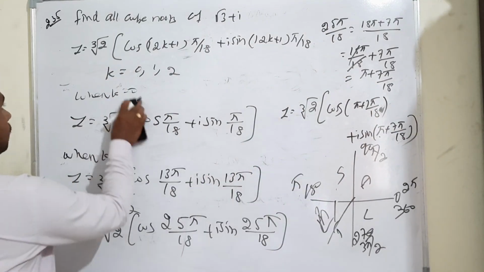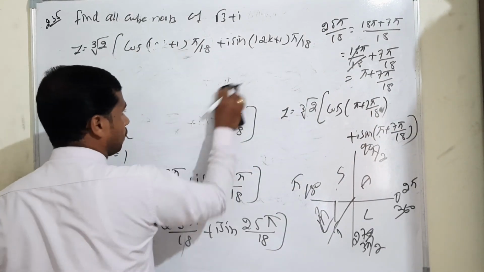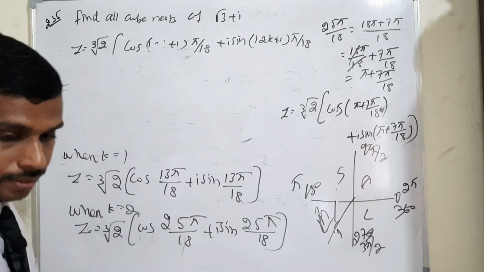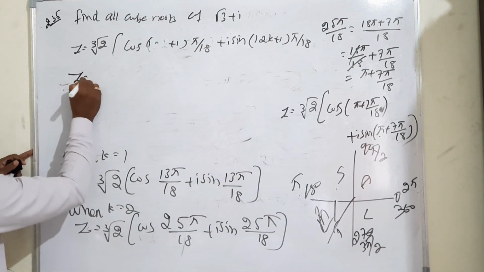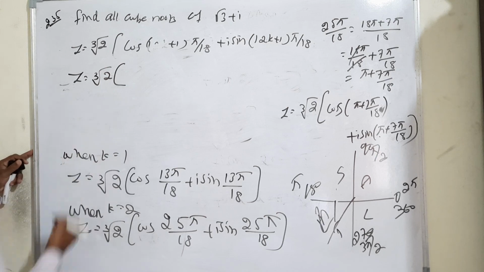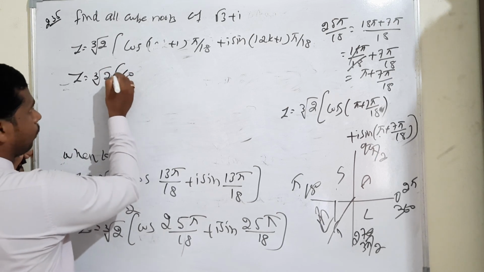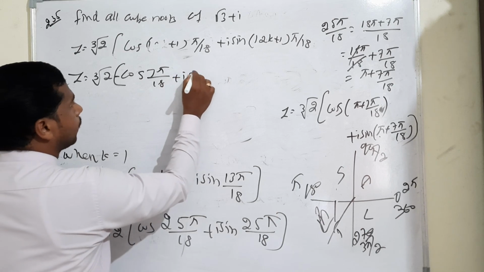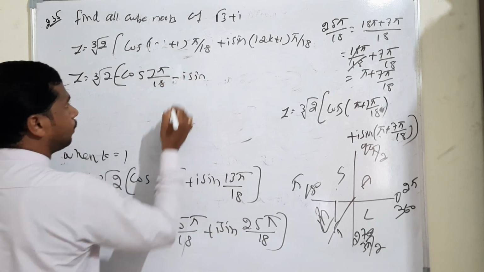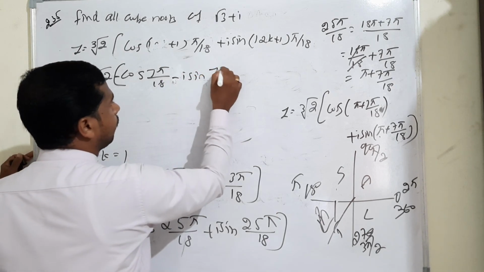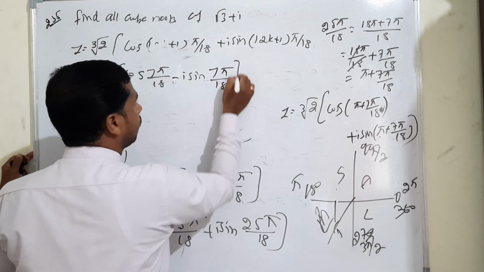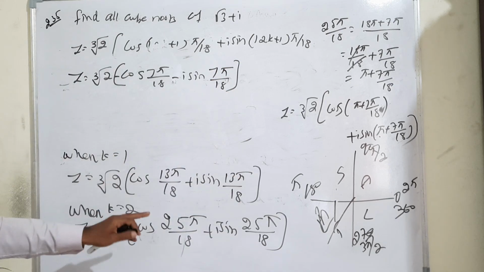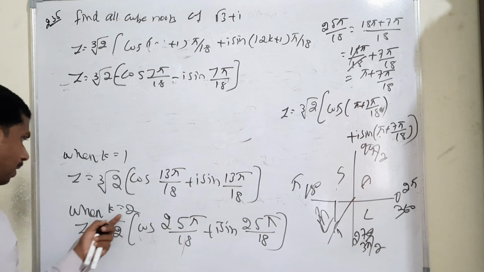Therefore, the final answer: z is equal to cube root of 2, minus cos 7 pi by 18, plus i, here also minus, minus i sin 7 pi by 18 will come. So now this is the third answer for k is equal to 2.